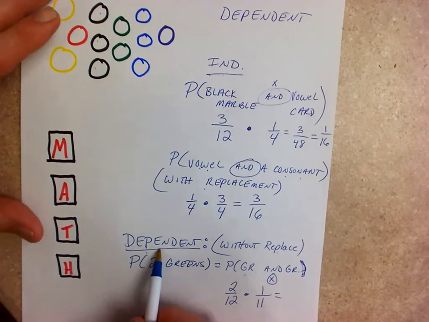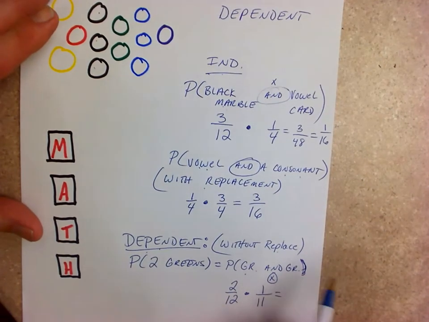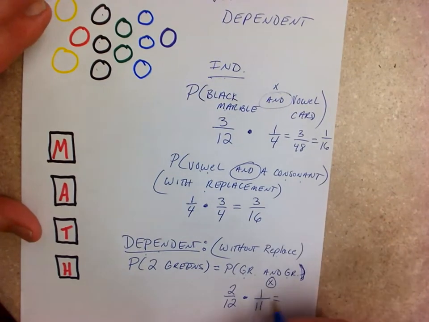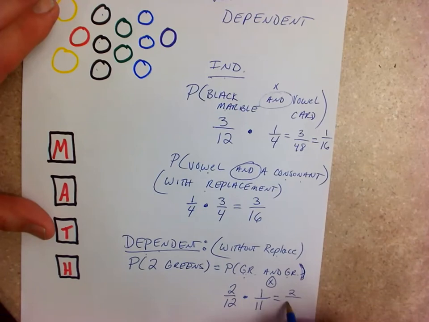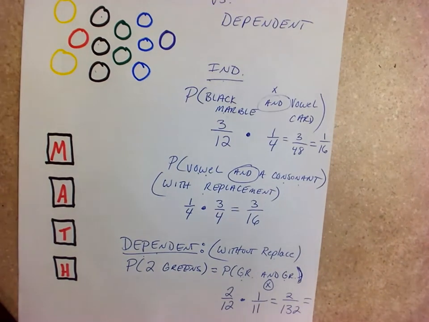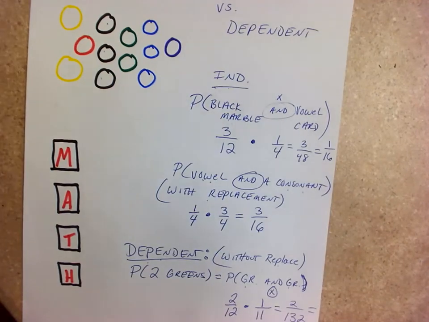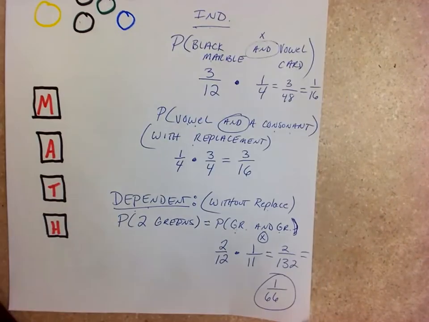And that's why we call these dependent, because the answer to the second part is based on what happens first. This depends on what we do here. So now we get 2 out of 132, which reduces down to 1 in 66. Very, very unlikely that we pick 2 green marbles in a row.